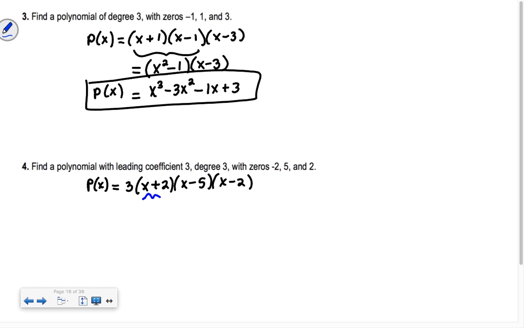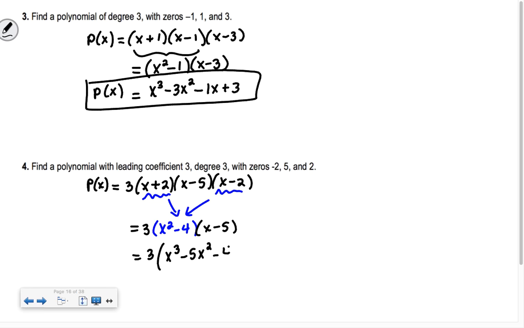Yeah, if you multiply these two first, those are going to create the x squared minus 4, which is just a binomial. So that will be a little bit easier to do. All right, and then we go from there. So now we have x squared minus 4 times x minus 5. So I'm going to have x cubed minus 5x squared minus 4x plus 20. And then last but not least, we multiply by 3 because it said we needed a leading coefficient of 3. So we have 3x cubed minus 15x squared minus 12x plus 60. Make sense?